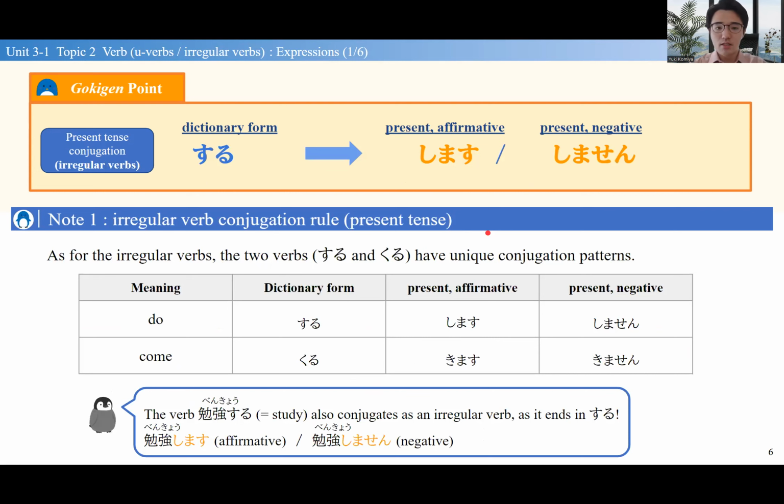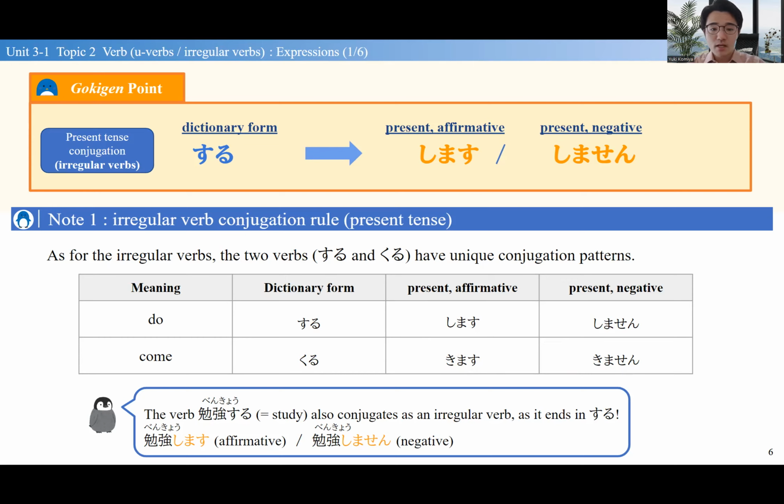Finally, there are the irregular verbs. Those are simple because you need to simply memorize these. Only two verbs in this category, suru and kuru. So they mean to do, to come. The entire words change for these verbs. So suru becomes shimasu, I do. Shimasen, I don't do. Kuru becomes kimasu, I come. Kimasen, I don't come. Suru, shimasu, shimasen. Kuru, kimasu, kimasen. So these are special conjugations that you have to memorize.